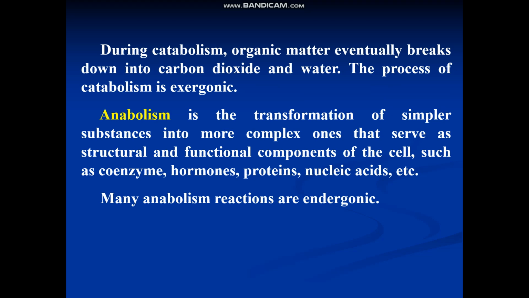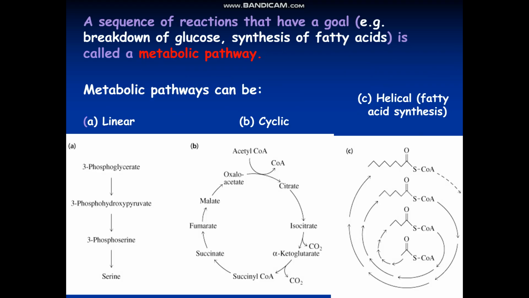The process of catabolism is exergonic. Anabolism is the transformation of simpler substances into more complex ones that serve as structural and functional components of the cell, such as coenzymes, hormones, proteins, nucleic acids. Many anabolic reactions are endergonic.